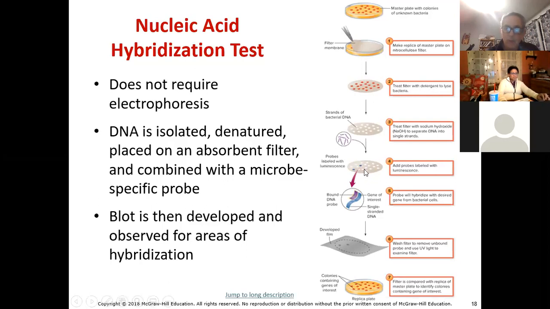As a gene, you add probes. They're labeled with a luminescent dye. The probes will hybridize if there's a complementary piece of DNA in one of these colonies of bacteria. It will hybridize with it, and then it will luminesce under a UV light, and you'll be able to see which colony had the complementary region of DNA.